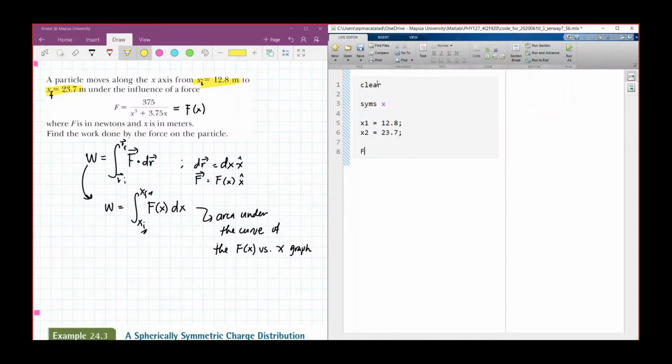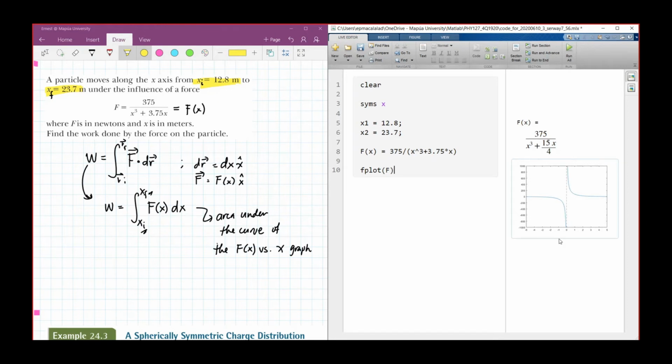Let's define our formula: 375 divided by x cubed plus 3.75 times x. So this is our function. If you divide 15 by 4, you will get 3.75. Now let's try to show the graph of our function F. From negative 5 to 5, remember, is the default range of values of x, so this function would look like this.